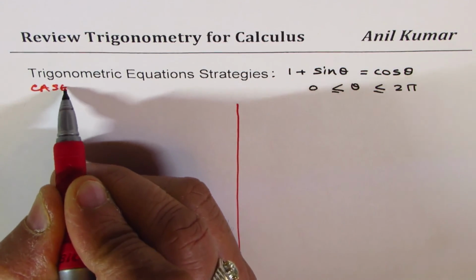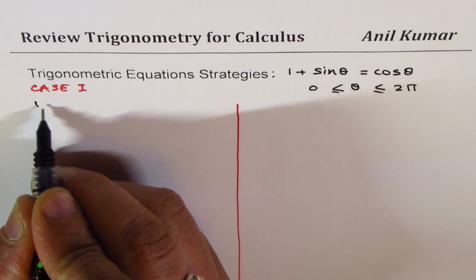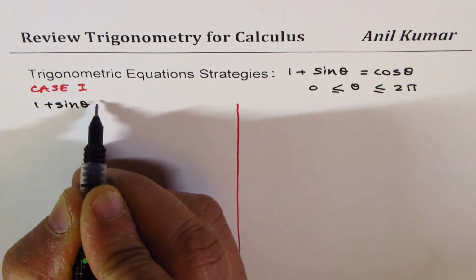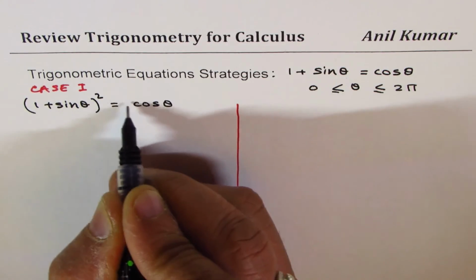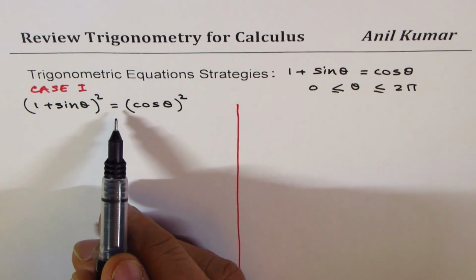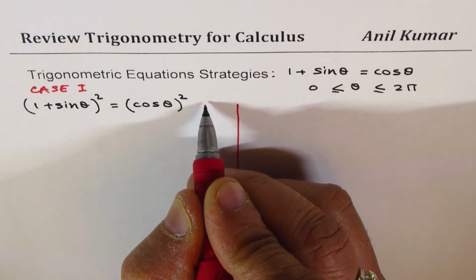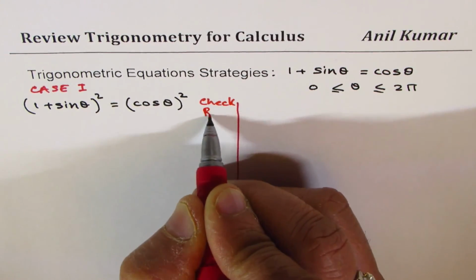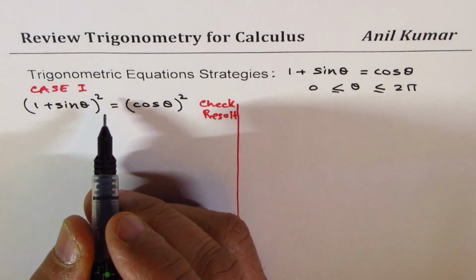So we'll do case 1, in which we will square both sides and then solve. The equation given to us is 1 plus sine theta equals cosine theta. We'll square both sides. Once you square, you actually incorporate errors, so you should check for errors also. Basically, when you square, you need to check the result. This is important because minus becomes positive when you square, right? Okay, so let us square and figure it out.